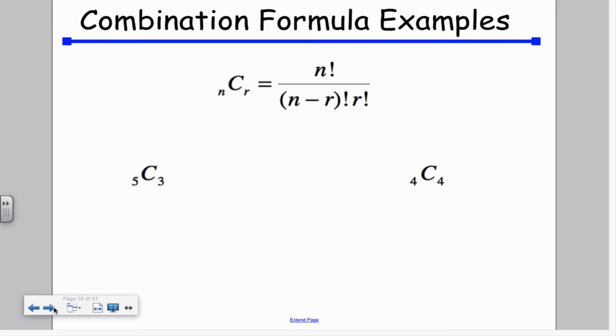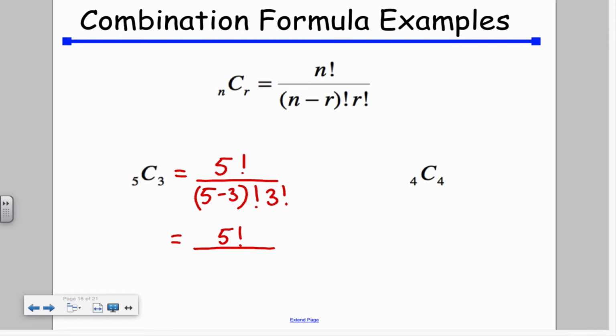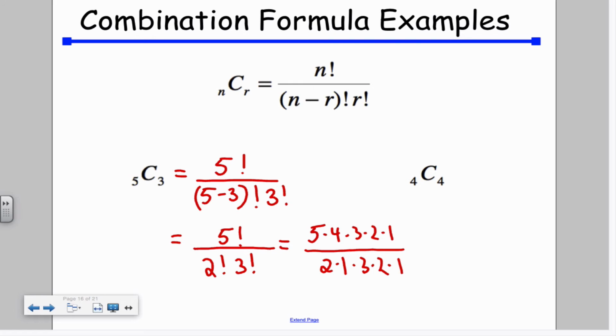So let's do an example, 5C3. So that's going to be 5 factorial over 5 minus 3 factorial times 3 factorial. So we're going to get 5 factorial over 2 factorial times 3 factorial. And we're going to have 5 times 4 times 3 times 2 times 1 over 2 times 1 times 3 times 2 times 1. And here you can see what happens. We cancel out what we can, and then we're left with 20 over 2, which is just 10.